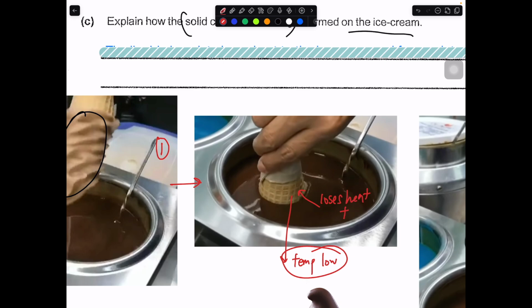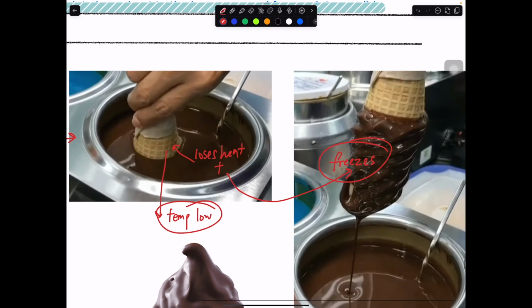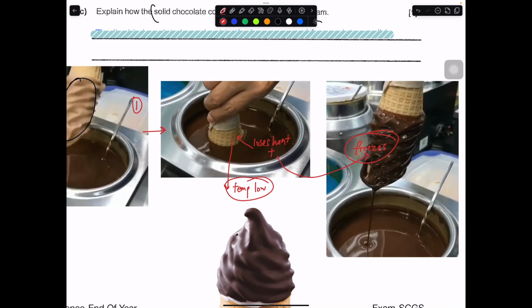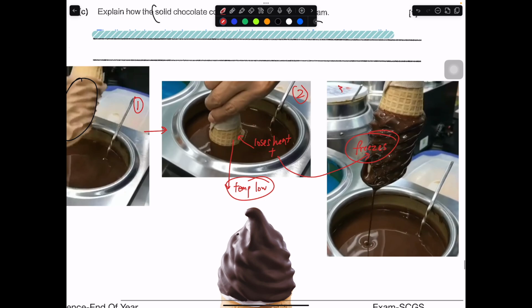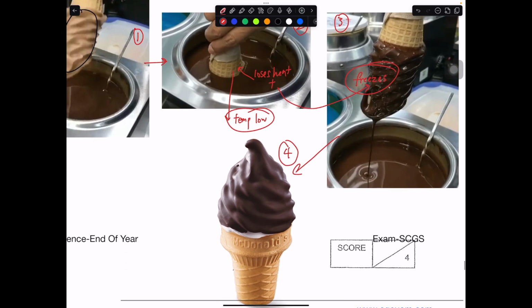Then once it loses heat, what will happen? It will start to freeze, and when it freezes, it has a fixed shape, so it will wrap around the ice cream cone in this case. So this is the second step. This is the third step. You leave it long enough, you take it out, then this will be the final step, step 4. Then you have a solid ice cream cone.